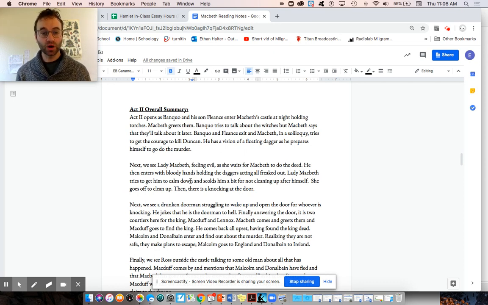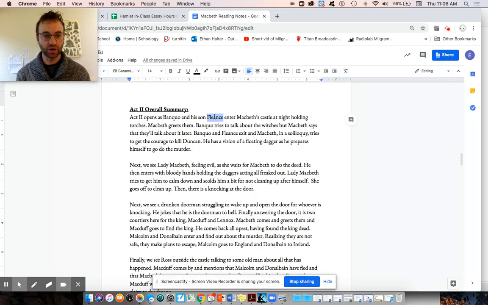Act Two opens as Banquo and his son Fleance enter. Oh, we're meeting a son. And this is really important. Why? Because if you remember, the witches had said that Macbeth will become king, but Banquo's son will become king. So now we're meeting the future king, at least according to this prophecy.